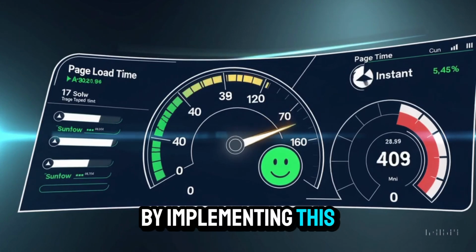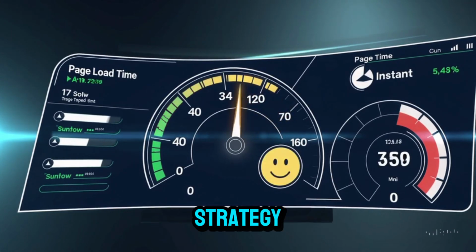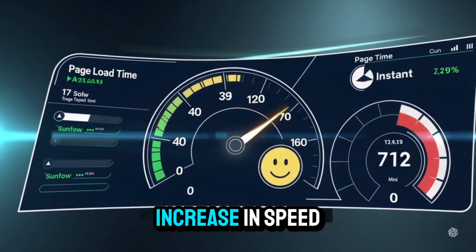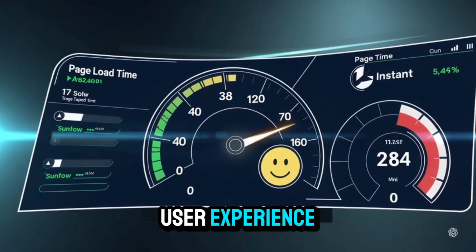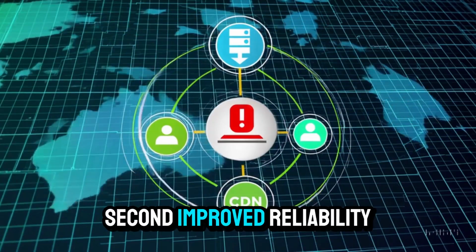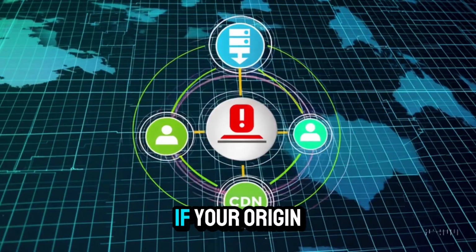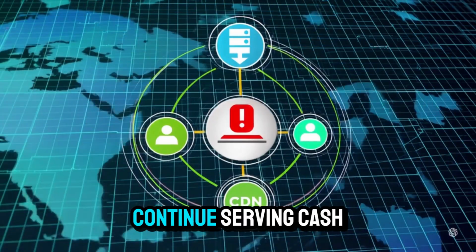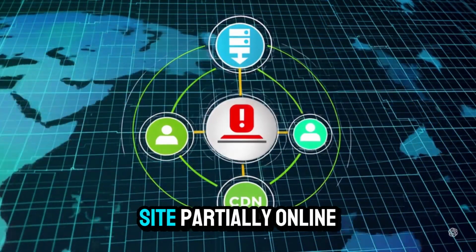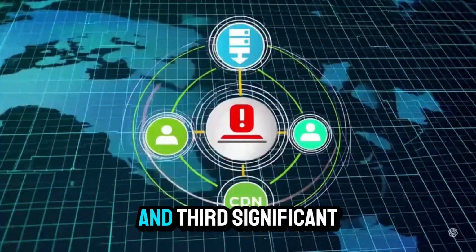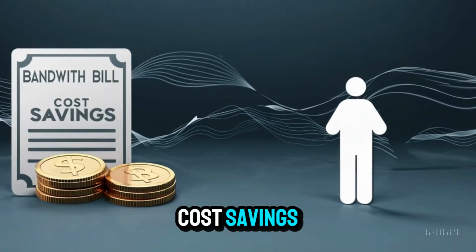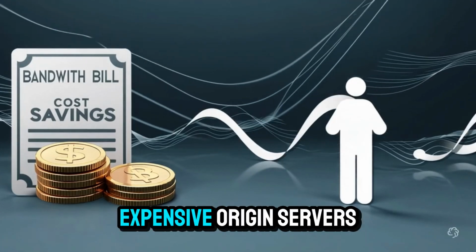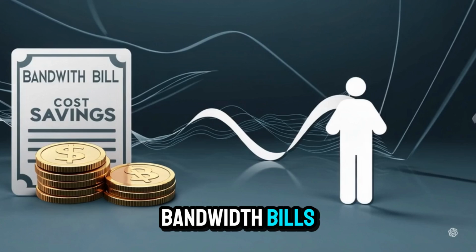By implementing this multi-layered caching strategy, you gain incredible benefits. First, a massive increase in speed and a better user experience. Second, improved reliability and scalability. If your origin server goes down, the CDN and edge can often continue serving cached content, keeping your site partially online. And third, significant cost savings. By serving traffic from the cache, you reduce the load on your expensive origin servers and lower your bandwidth bills.